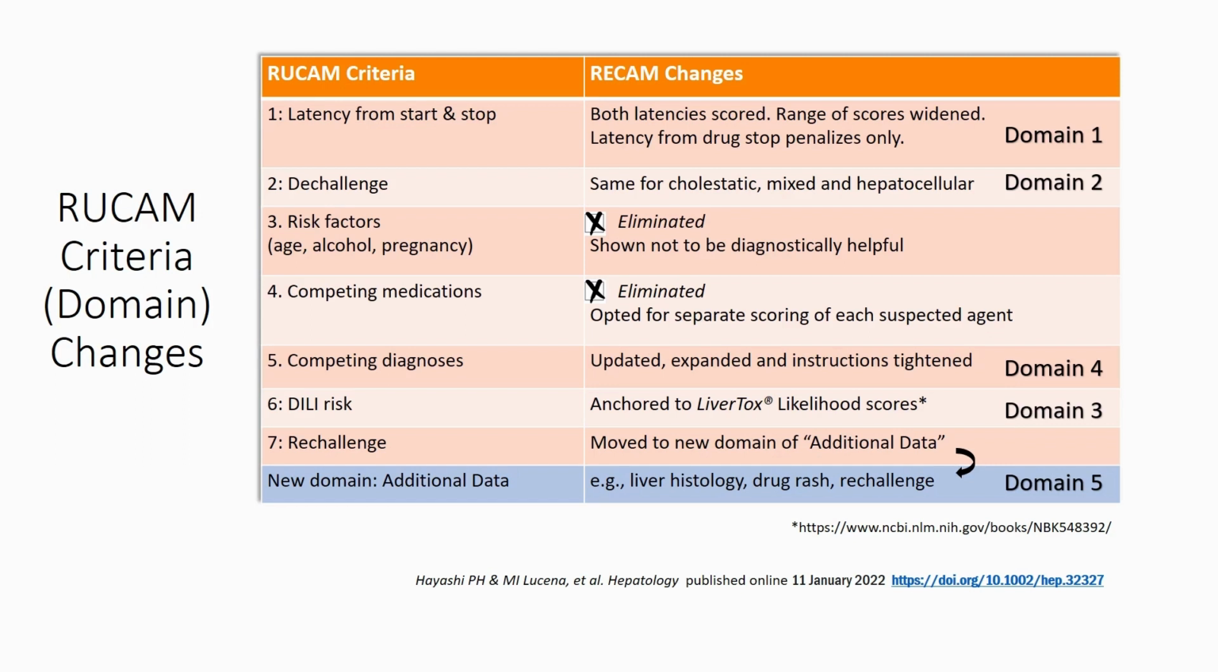Competing medications was also eliminated. The group felt that to give justice to another drug that you were actually thinking might have caused a DILI, that drug probably deserves a full accounting and a full score on its own. So for now, the RECAM is a single drug, one at a time, independently scored for each drug that you suspect. Competing diagnoses were updated, expanded, and instructions tightened. The DILI risk score, which was based on labeling and published literature, with somewhat subjective interpretation of those, is now anchored on the LiverTox likelihood scores, and I'll show that in a minute. Rechallenge, as I said, doesn't happen that often, so it was moved to domain 5 as additional data.